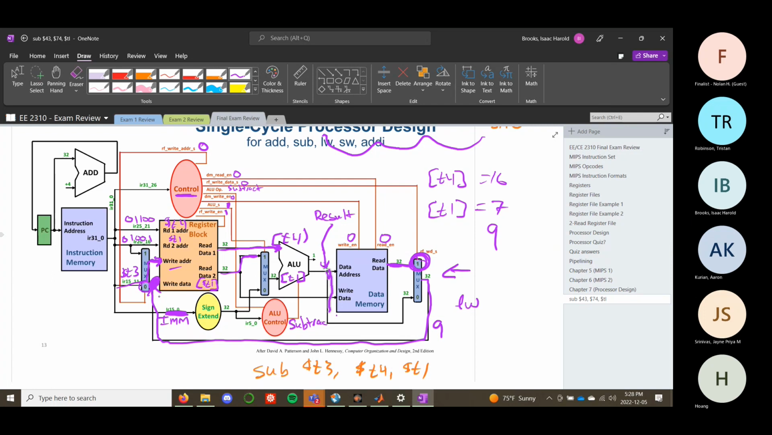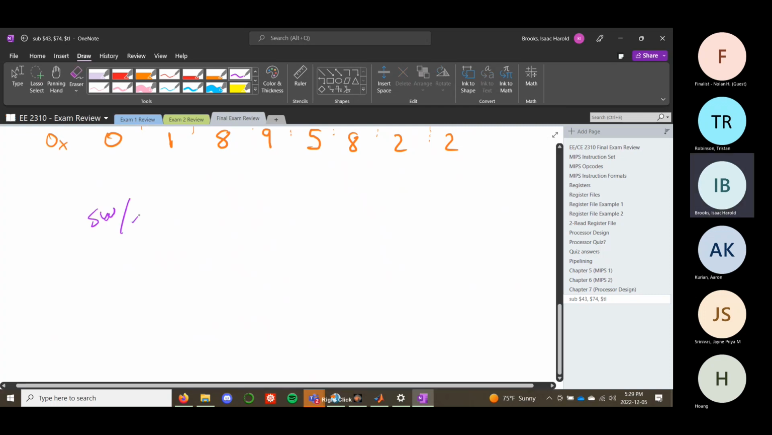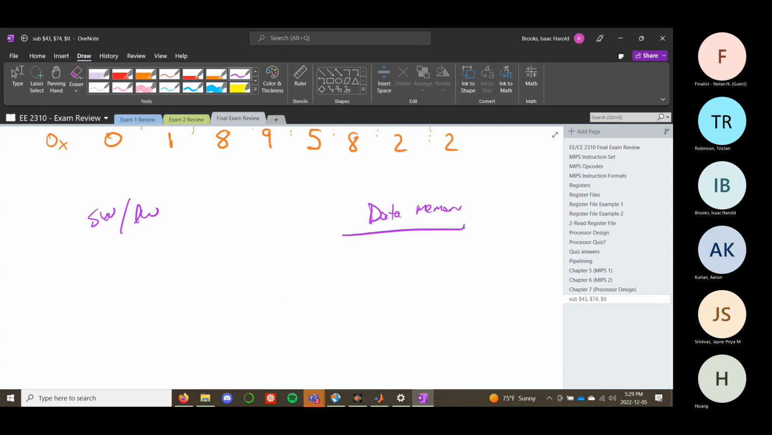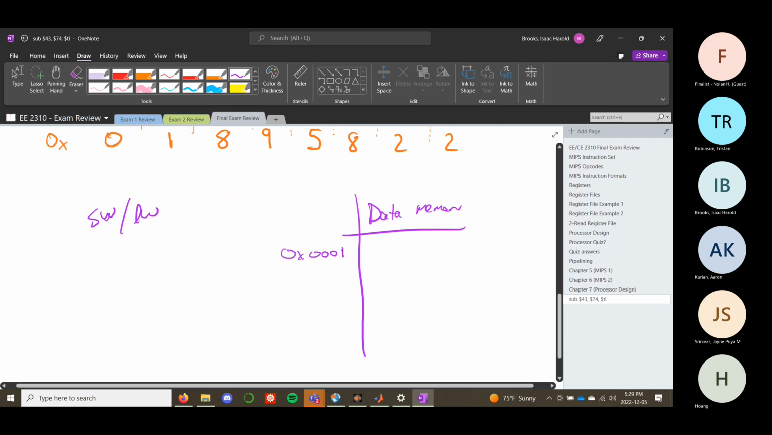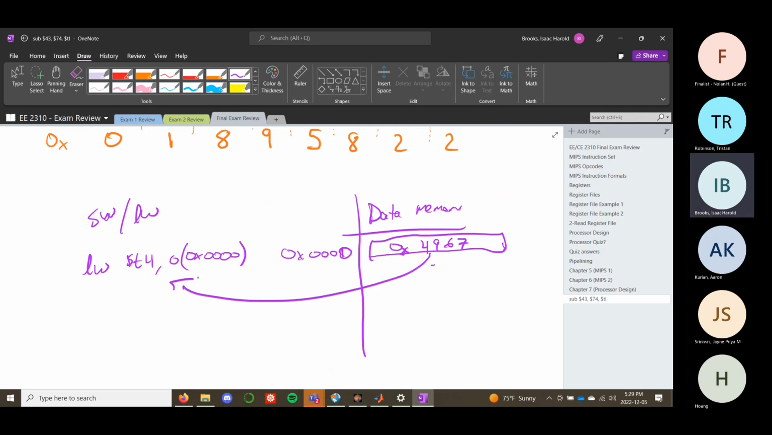But data memory is like if you were to store. So if you talked about store word and load word, you're going to have your data memory, and you're going to have some addresses, like address 0, and this is going to have some data in it. That's kind of for variables and stuff. If you wanted to grab this data and put it into T4, you'd have to do load word T4 from the address 0x0000. Now, after this instruction executes, the contents, say this is like 4967, some data, is loaded into T4, and now it's saved in the register file.